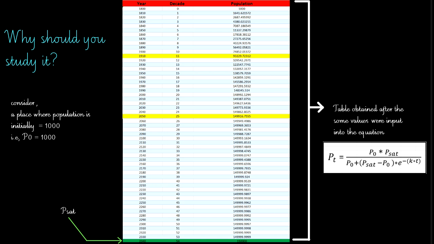Moving on, what I've done is I've just put some values, say p naught, p sat, and all these values into this equation, and I've obtained a table using Excel. So what is p naught and what is p sat? Before discussing this, I would like to tell you a brief concept of what is p sat. P sat is nothing but the saturation population. So what is saturation population?